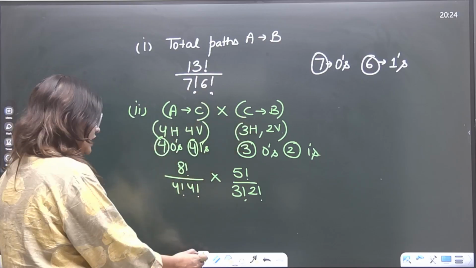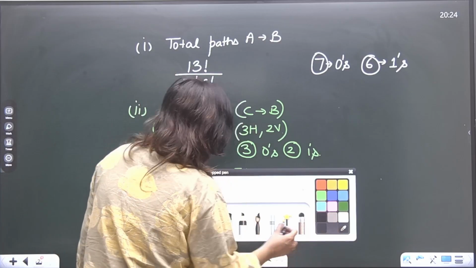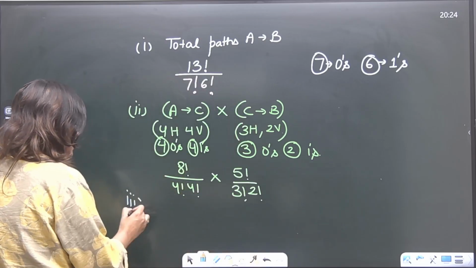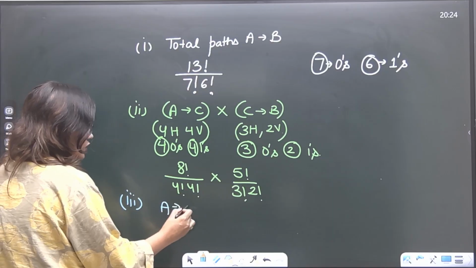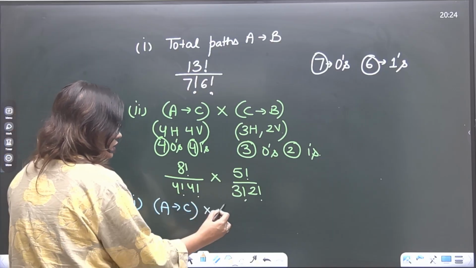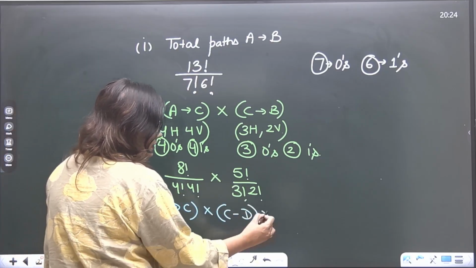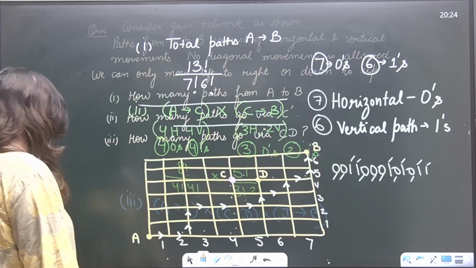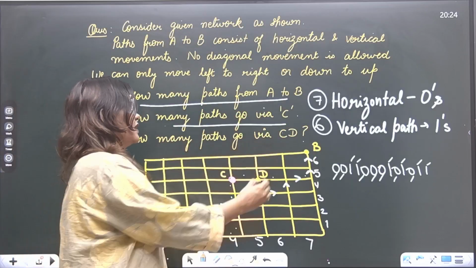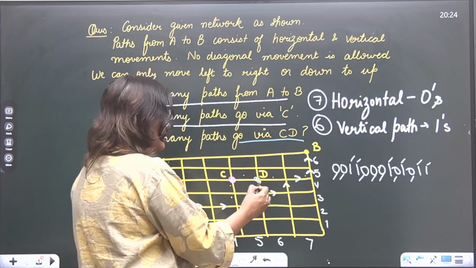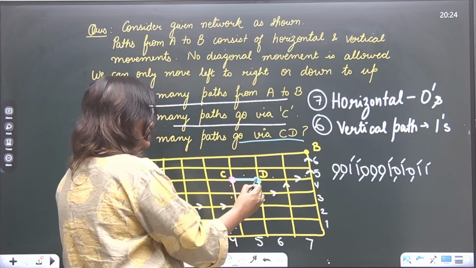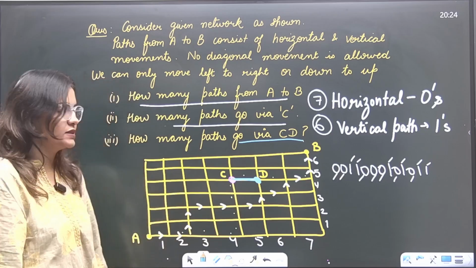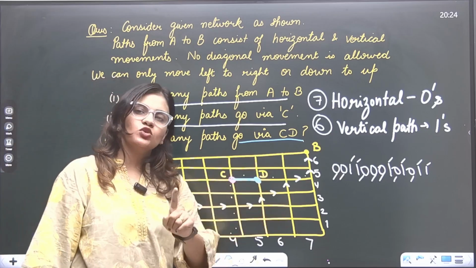Now we have to arrange the third part. Basically, you have to go from A to C, then you have to move C to D, then you have to move D to B, right? So the third part says via CD. So this is the D part, right? From C to D there is only one path. Moving from C to D there is only one path.